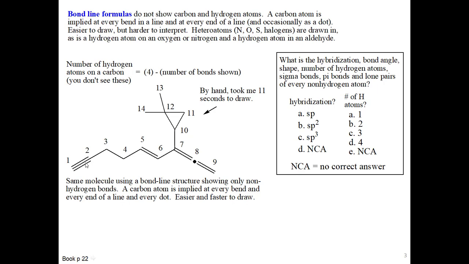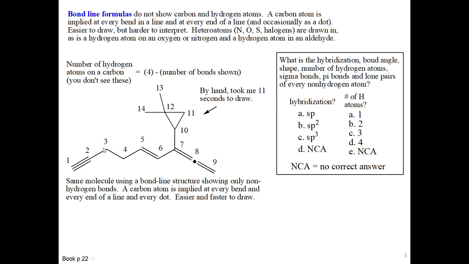And if we went to carbon 2, we would see again 4 bonds. 4 minus 4 means 0, and there would be no hydrogens on this carbon. Still, it has a second and third pi bond, so it would also be sp. If we went to 3 as an example, we see a bend in the line. Every bend in the line is a carbon. Every end of a line on each end here is a carbon.